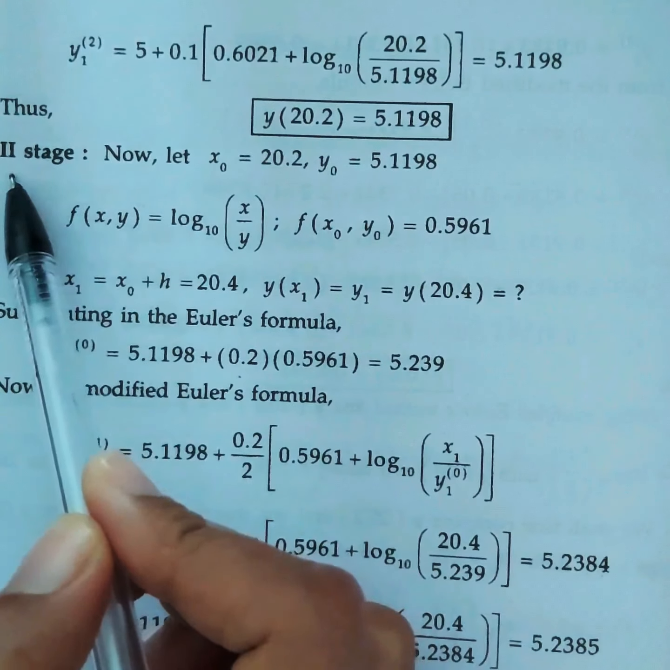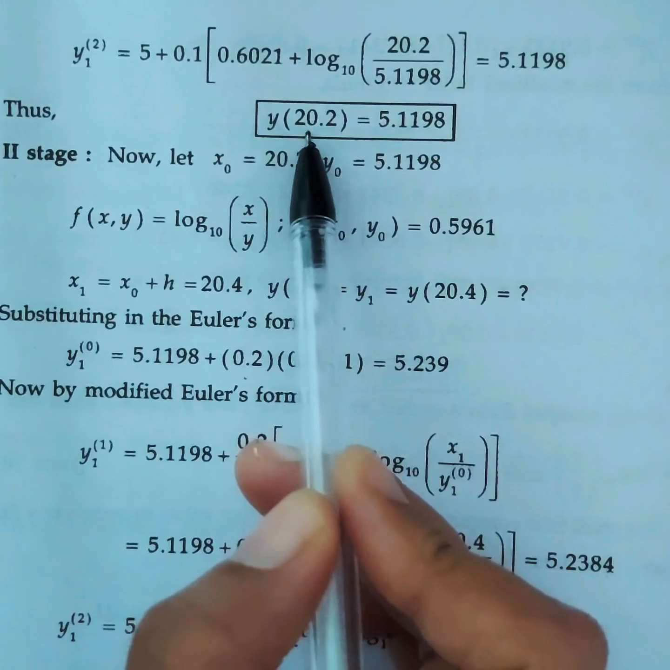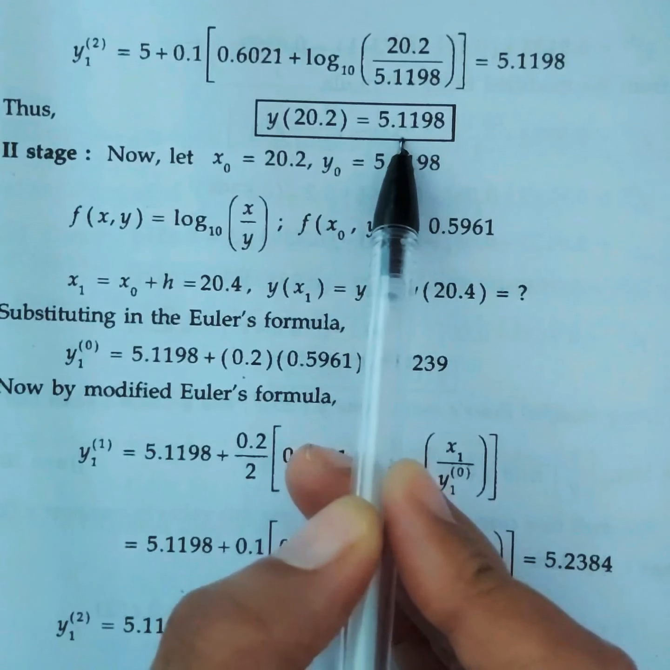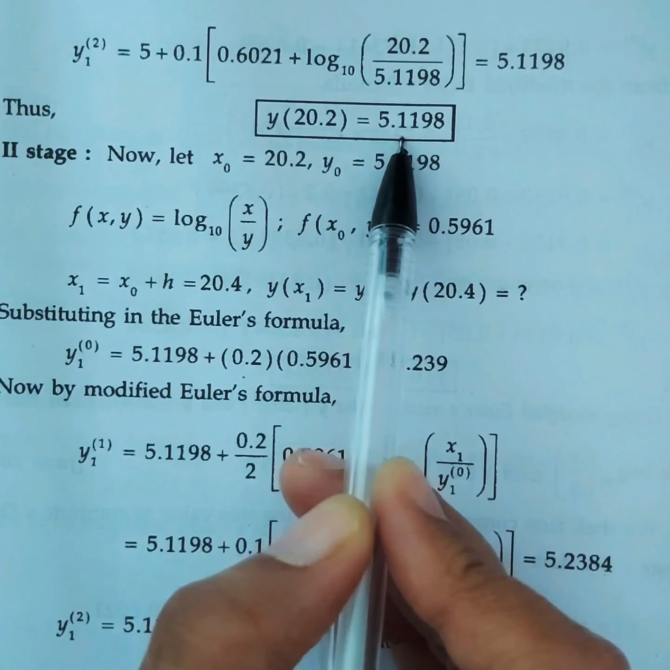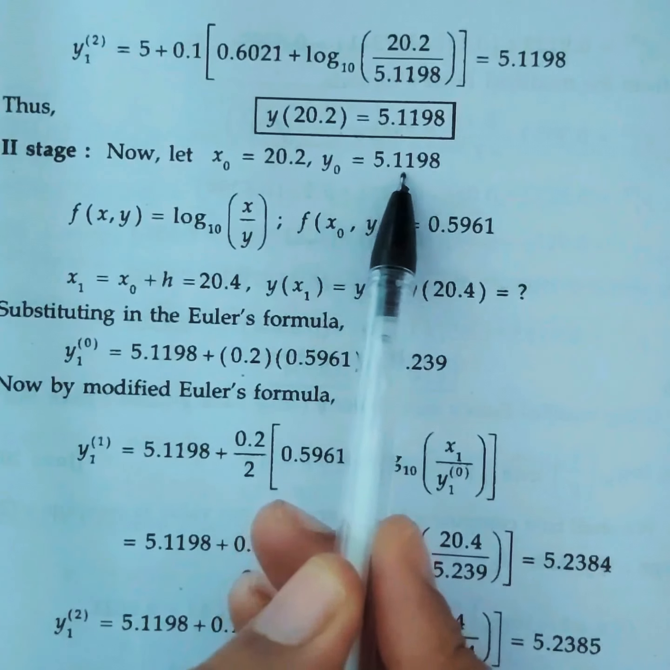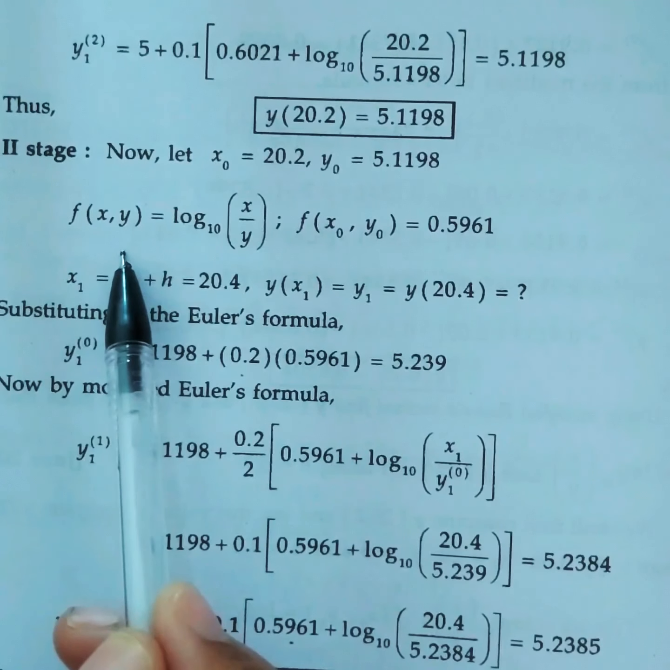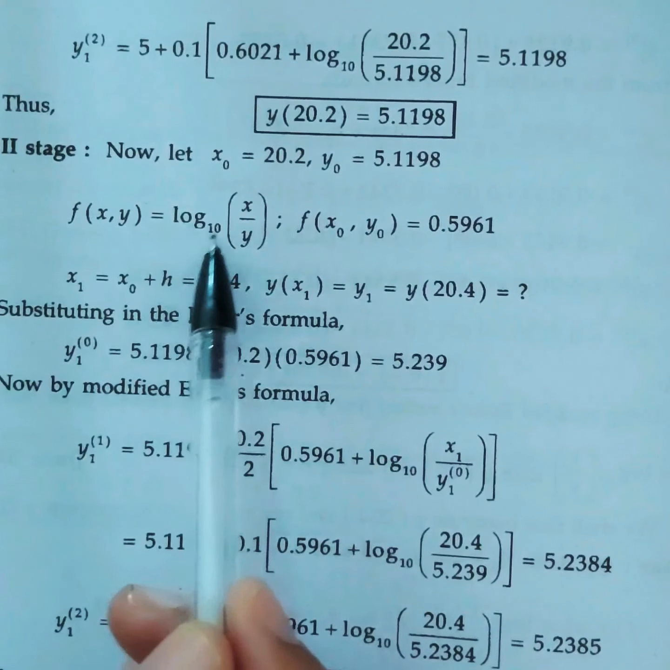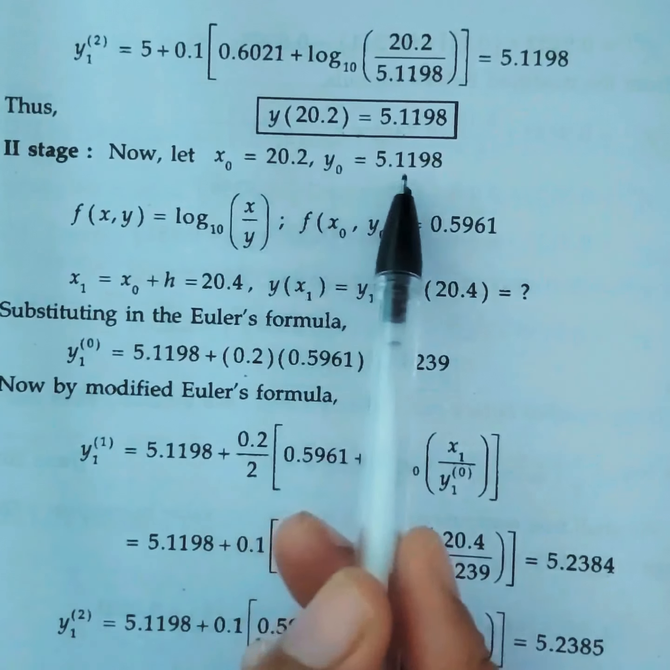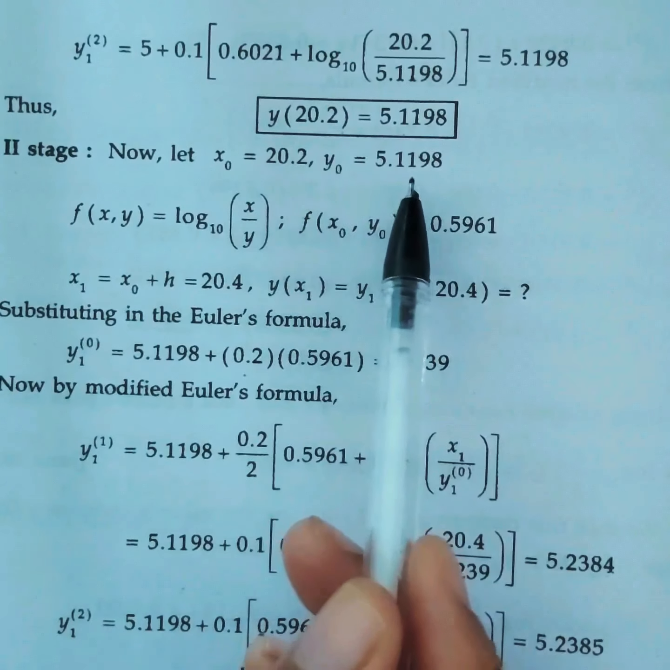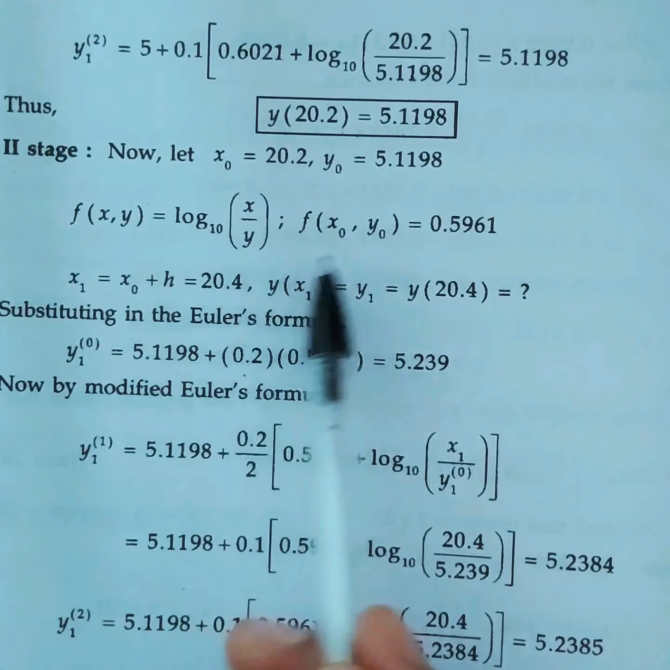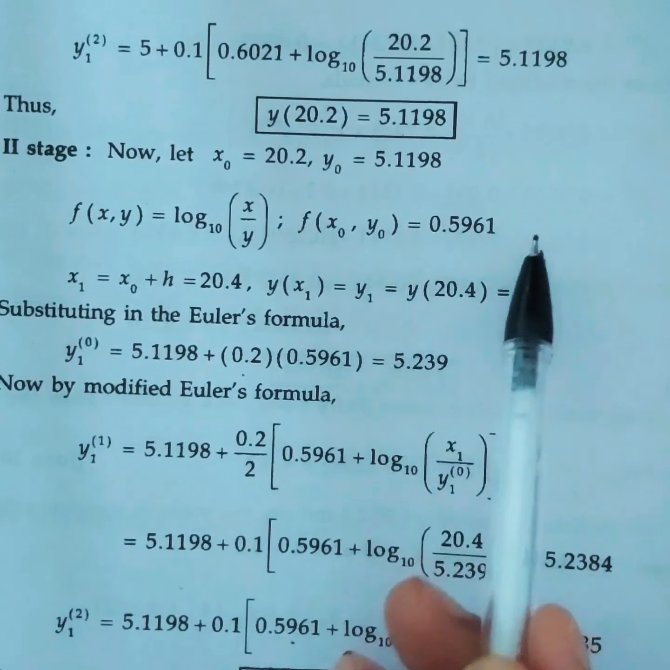So now we are in the second stage, because you got y at 20.2. Now 20.2 is your new x0 and 5.1198 is your new y0. So we are going to write x0 is 20.2 and y0 is 5.1198. And f of x comma y, my function in this problem, is log of x by y to the base 10. So, new x0, y0, right? This is your new x0, this is your new y0. 20.2 by 5.1198 to the base 10. So we are taking log to the base 10 for that answer, and we got 0.5961.